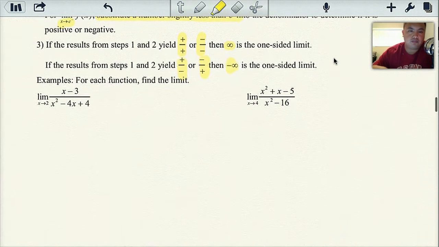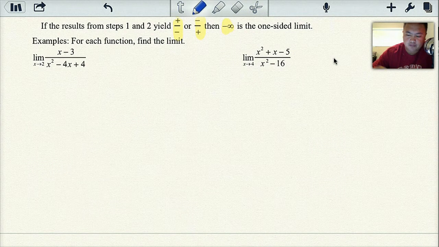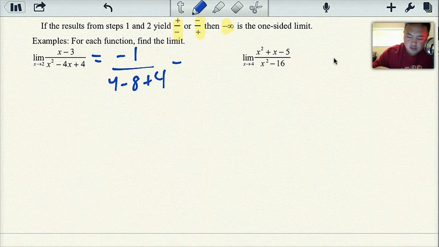Okay, it might be a very complicated process, but I'm going to go through an example so it makes sense for y'all. Let's look at this first one. This first one says limit as x goes to 2. So I'm going to plug this in. 2 minus 3 is negative 1. If I plug in 2 into the denominator, I get 4 minus 8 plus 4, which gives me negative 1 over 0. This is not like 0 over 0, where I could simplify it. If I get a number over 0, that tells me that the answer is some sort of infinity.